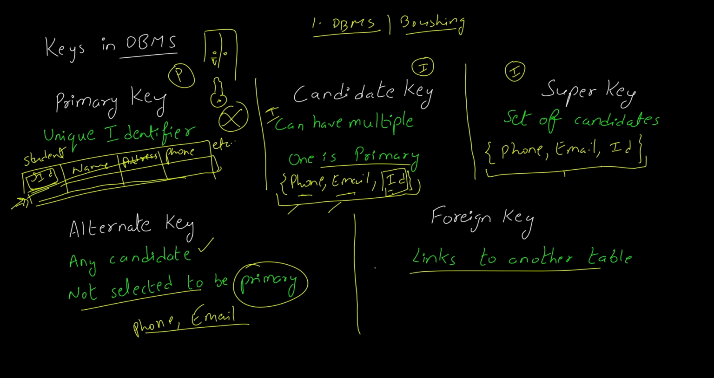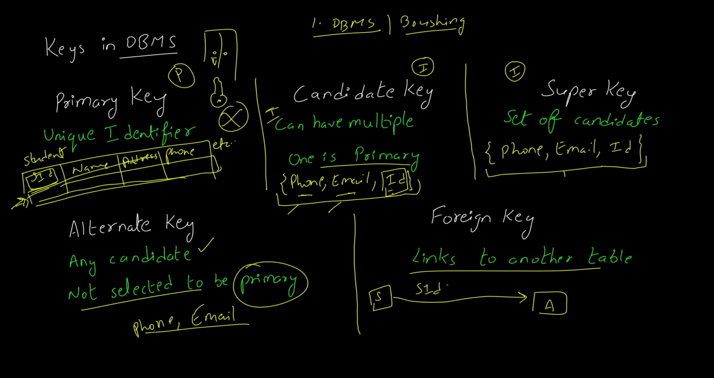A foreign key is simply a key that links something to another table. So let's say we have this student table, and we want to link it to a class or a subject that the student is taking, or their mark sheet, or their attendance. Let's say there's an attendance table. We will pass the SID, which is the primary key.